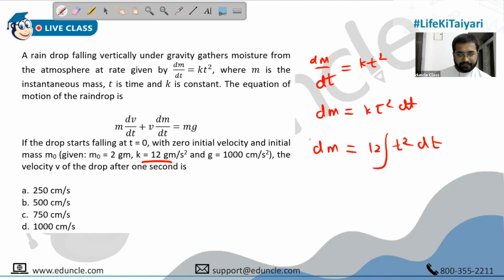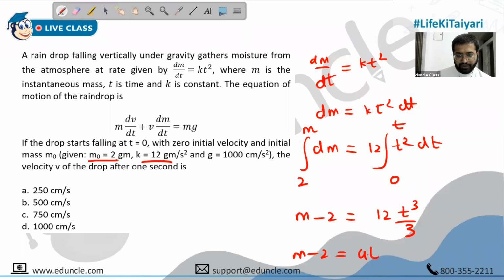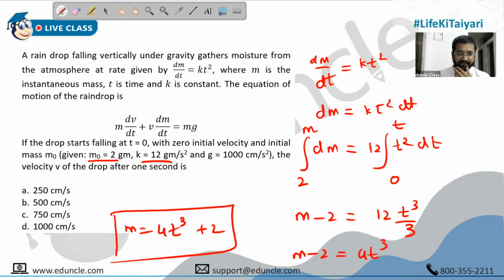Let's integrate. When time is 0, take care, mass is not 0, mass is 2 grams. And let's say at any time t, mass is m. So m minus 2 is 12 t cube by 3. That's it. So m minus 2 is 4t cube. So m is 4t cube plus 2. We have got a relationship. Outstanding. Copy this much fatafat and take a snap for the question.